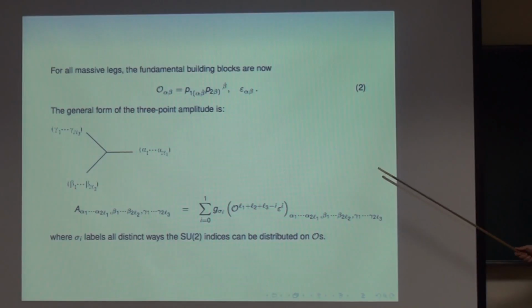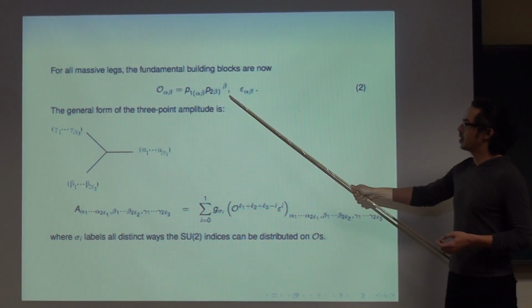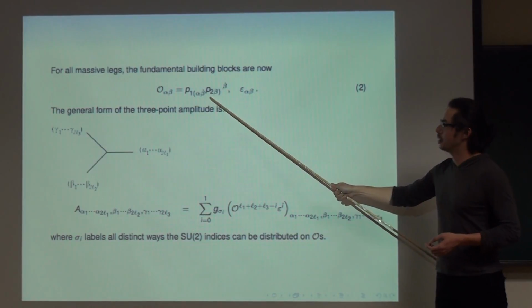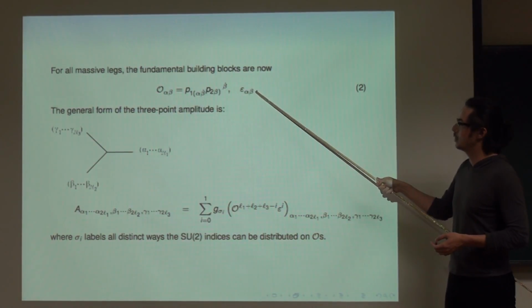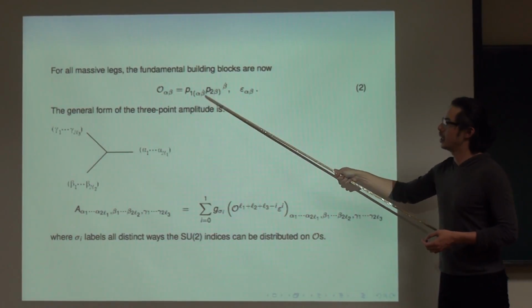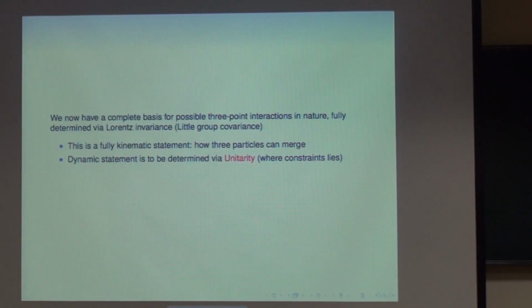But of course, we can also consider all three being massive particles. And again, the SU(2) is just represented, carried by these two operators. One is just the Levi-Civita tensor, and the other is just the inner product of two momenta. So basically, we have a nice, complete way of representing all possible three-point interactions in a very clean fashion.